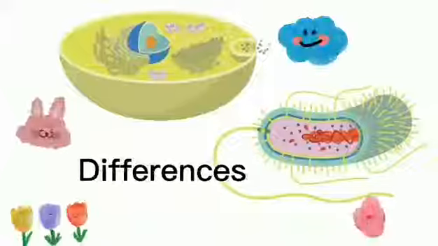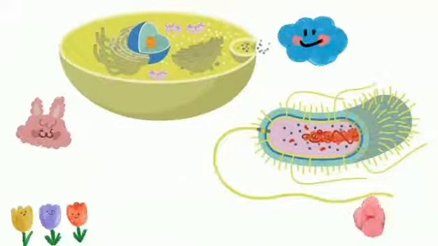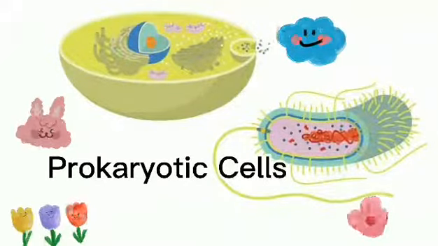And number four, ribosomes, particles that synthesize proteins. However, prokaryotes differ from eukaryotic cells in several ways. Now, we're going to proceed to their differences.